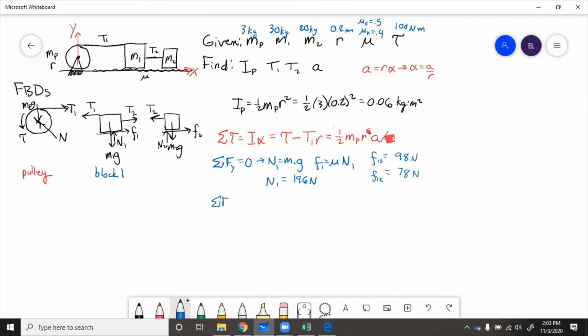Now summing the forces in the X direction, that's going to equal M1A. Now note that both of the blocks have the same acceleration. Okay, they're both connected by the same rope. And that's the same A that we get the pulley's angular acceleration from. So there should only be one A. So M1A, that is positive. Let's see, we set it as positive going to the left. So M1A is going to be T1 minus T2 minus F1. Now here we have three unknowns, A, T1, and T2.